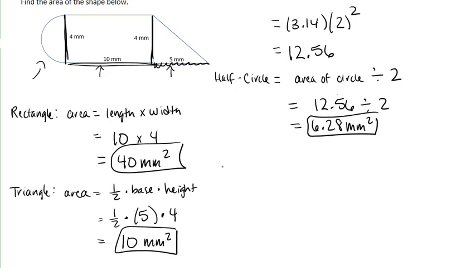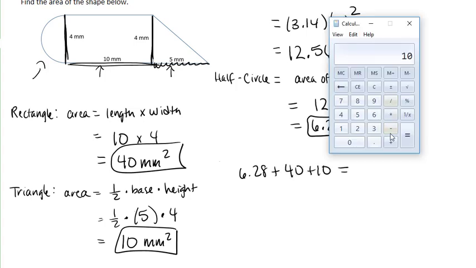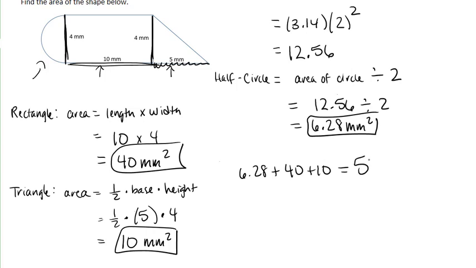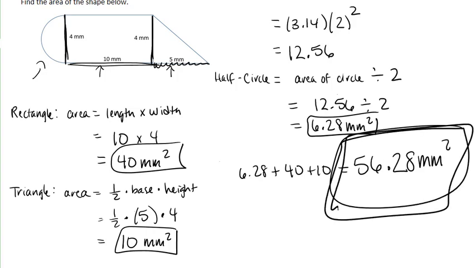And then the total area of this whole shape is found by adding all of them together. So we have 6.28 plus 40 plus 10. And we get 56.28 millimeters squared. And this would be the area of the shape above.